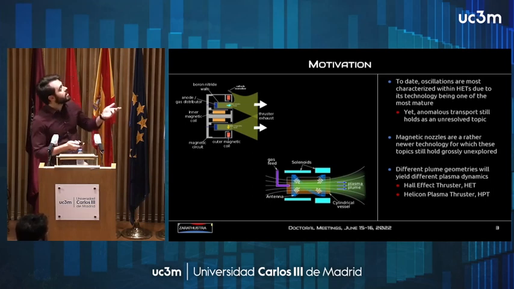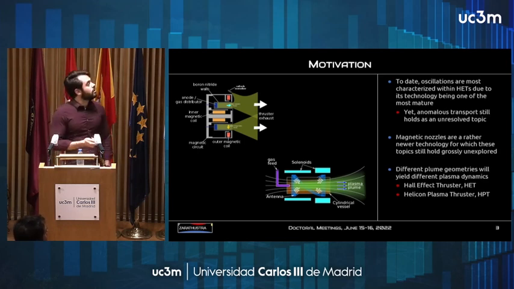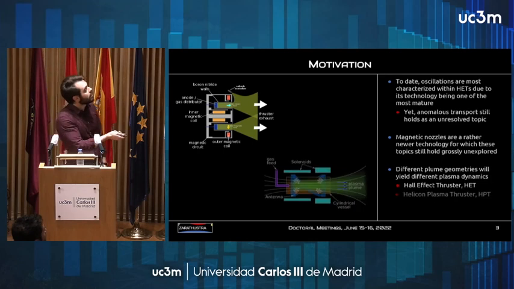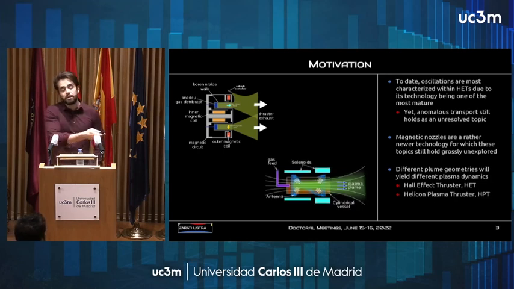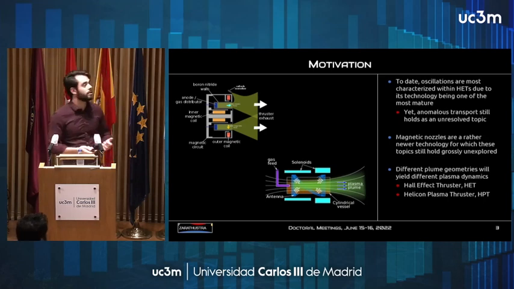On the other side, magnetic nozzles are a newer technology for which oscillations have not been treated yet. So my thesis is mostly focused on Hall thrusters and a helicon plasma thruster. So you have different plume geometries that will lead you to different kinds of oscillations.